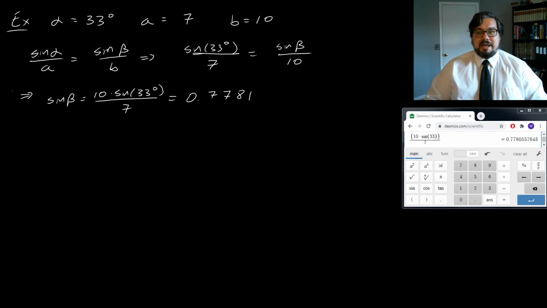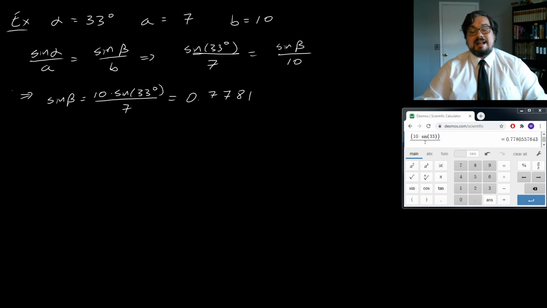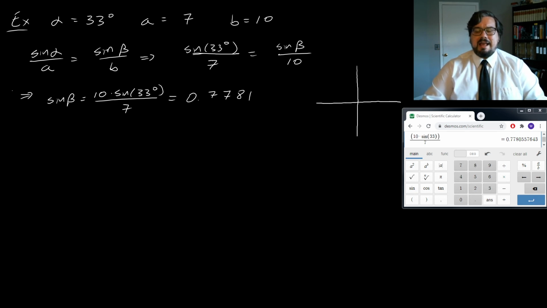So what does that mean beta is? Well, here's where we can get some of the strangeness that can occur, or the thing that makes the side-side-angle situation different than the others. Because, as we know, there's more than one angle in the unit circle which has a sine of a given number that's less than 1. There's going to be some angle over here which has a sine value of the 0.7781 that we've got, but there's going to be another one over here.